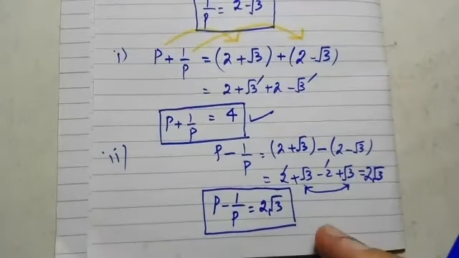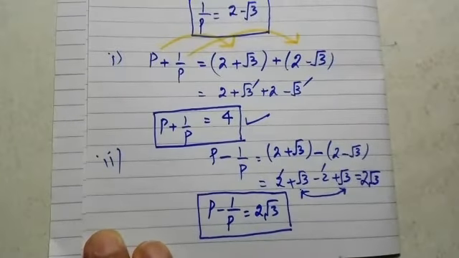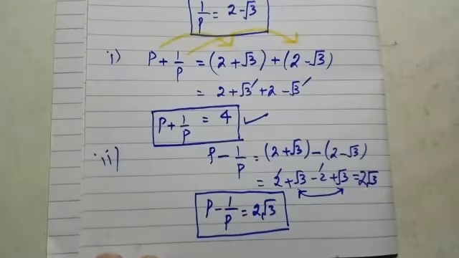Yes, student, do you want to ask anything? Sir, I want to ask something. Yes. We are adding under root 3 with under root 3, so why do we write 2 times under root 3? Okay. I am not multiplying it.